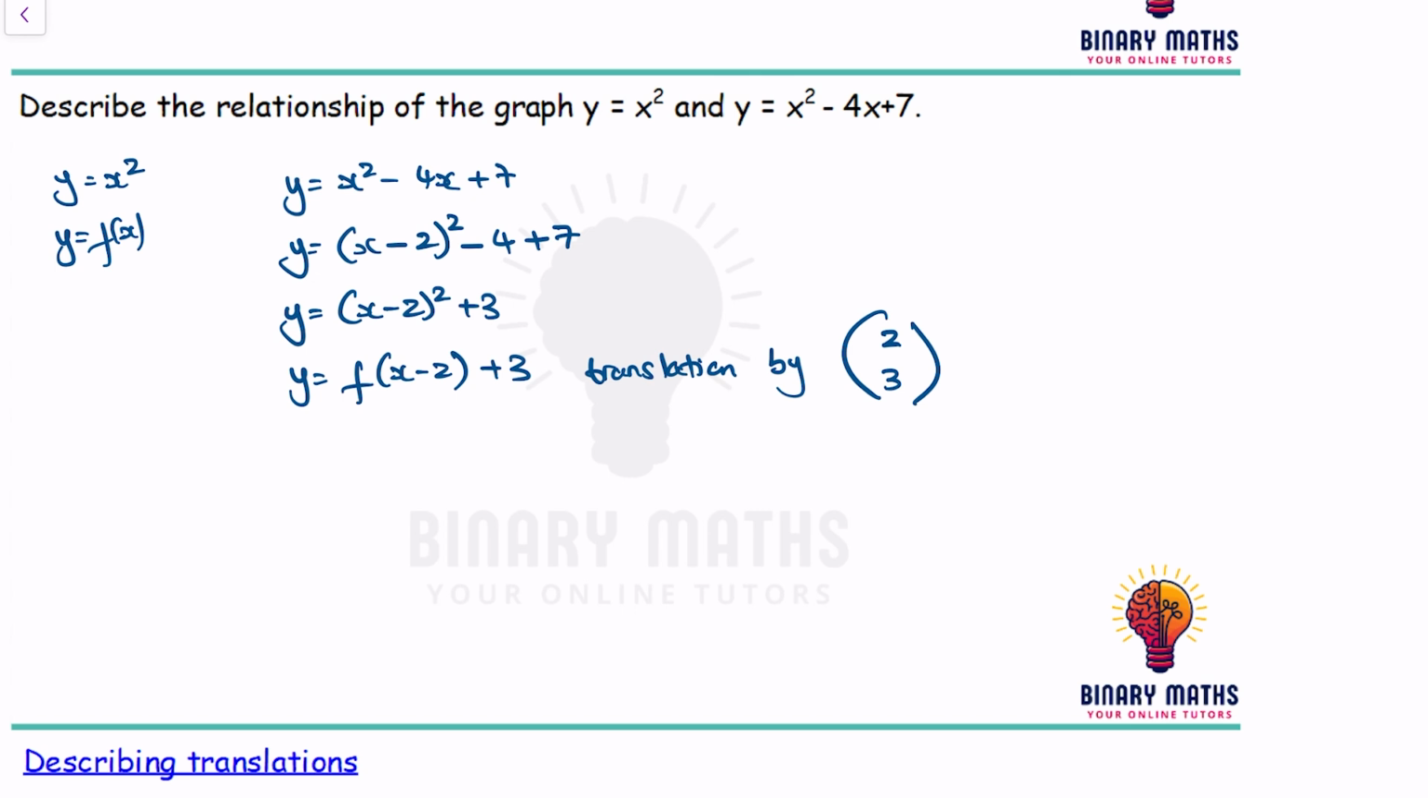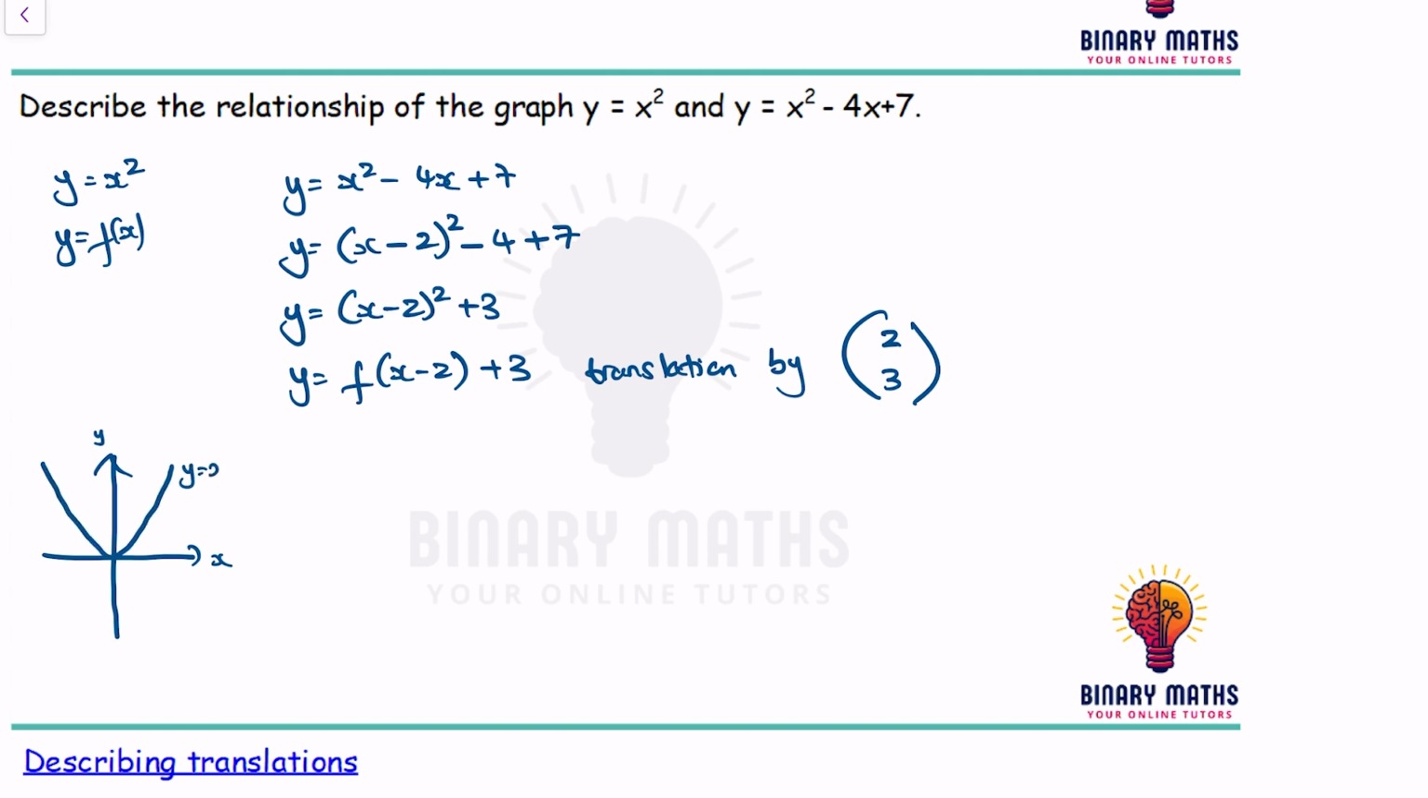Okay, if you want to write it in longer words, it's a translation in the x direction by positive 2, and a translation in the y direction by positive 3. Which means if you think about it, y = x squared goes through the origin. I don't think that's a great graph, so let's draw it again.